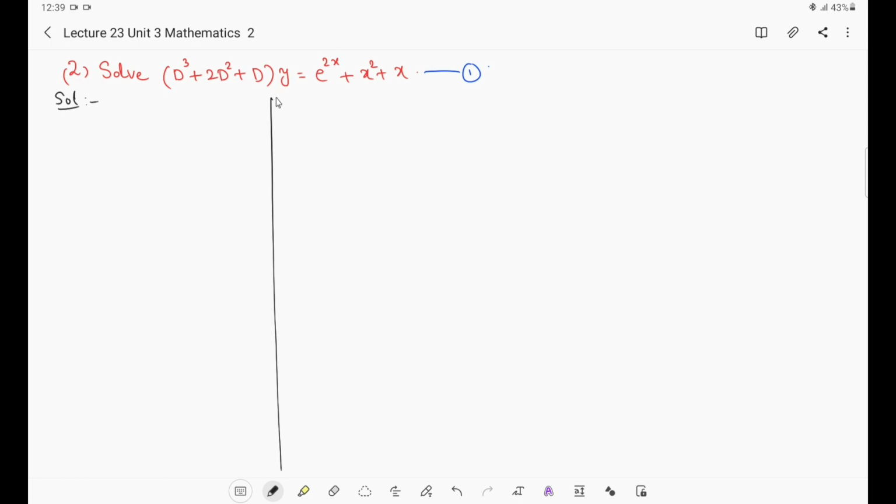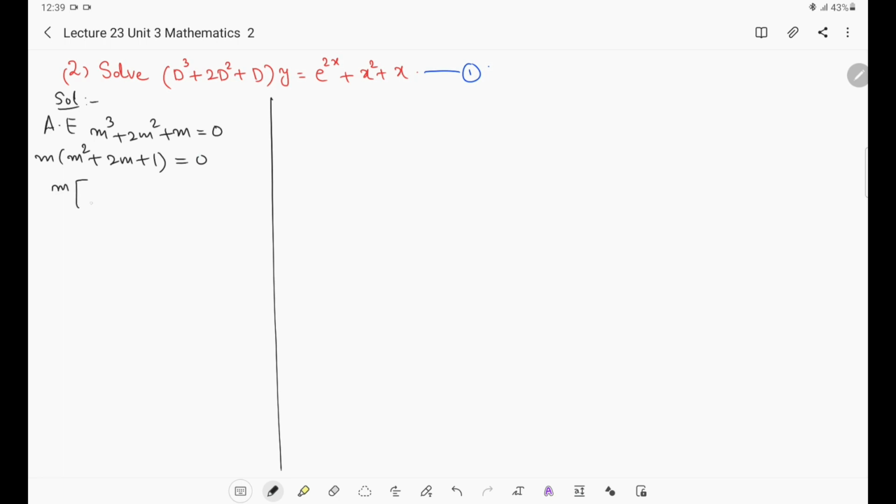First we have to find the complementary function. That part I am not going to do in detail now because we have already discussed many times how to find it, or else I will do it. First we have to write the auxiliary equation. The auxiliary equation is given by m cube plus 2m square plus m equals 0. Taking m common, what remains is m square plus 2m plus 1 equals 0.